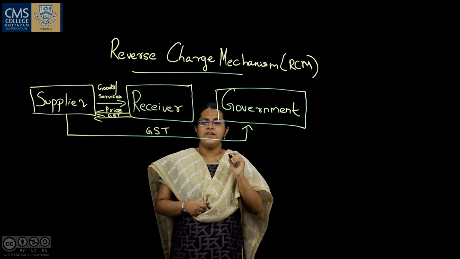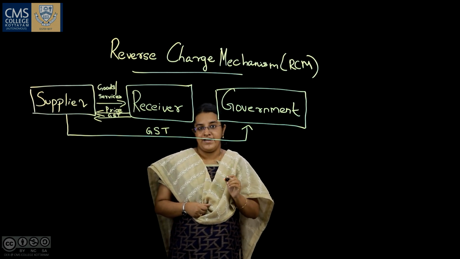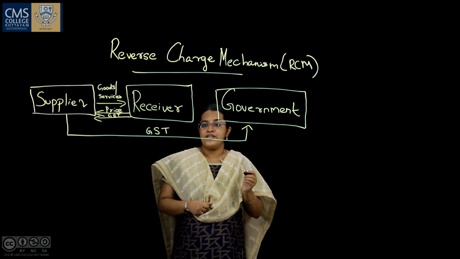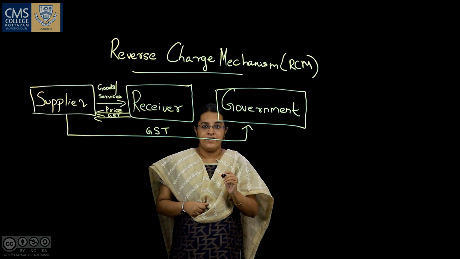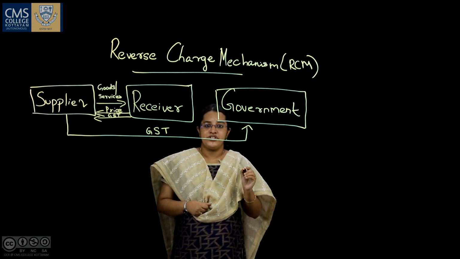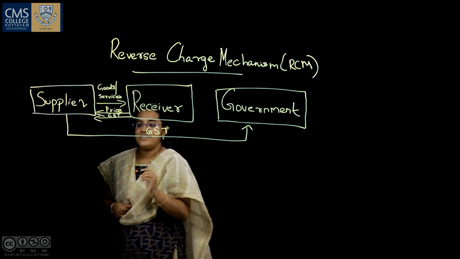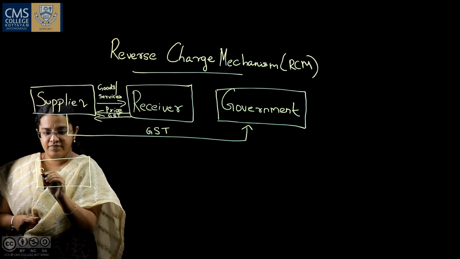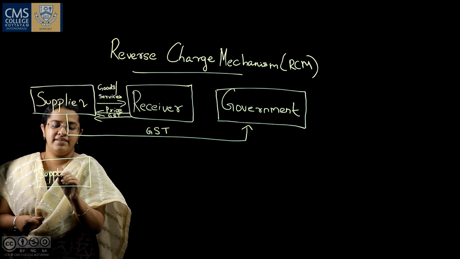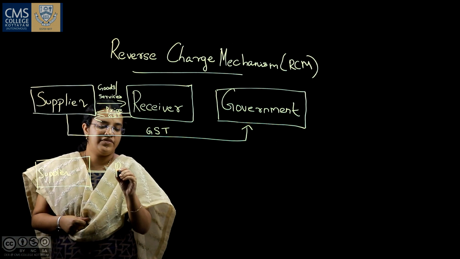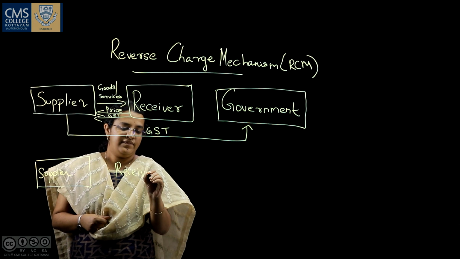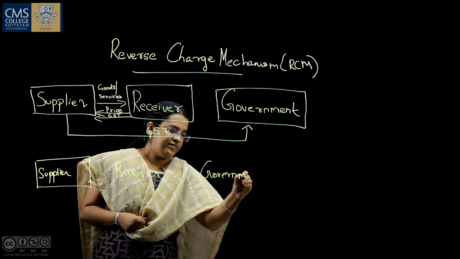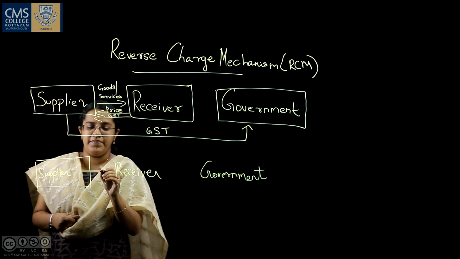Now then, what is this reverse charge mechanism? Reverse charge mechanism is a situation in which the receiver becomes liable to pay GST to the government. Let's have a look. The three parties remain the same. We have the supplier, we have the receiver, we also have the government. So what happens?